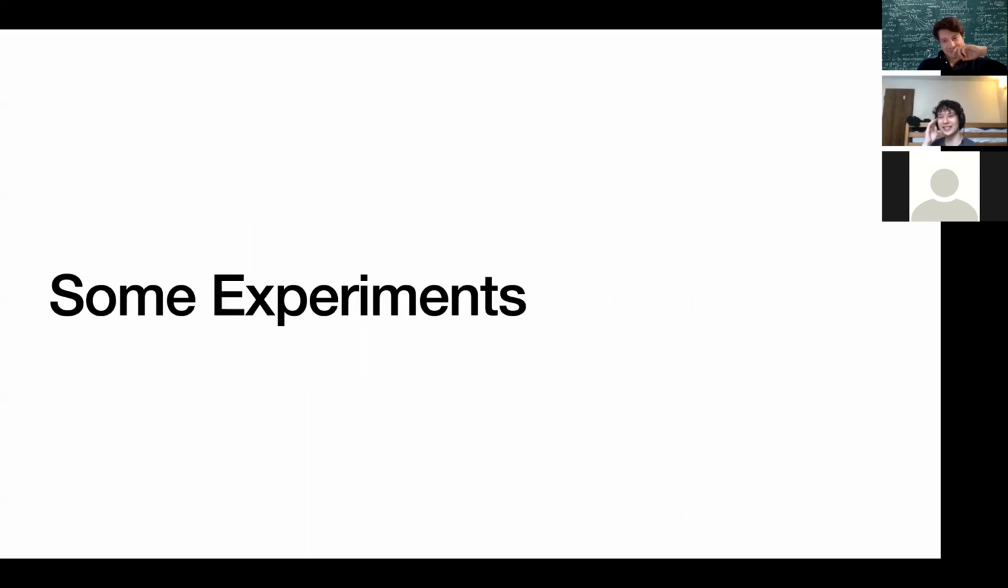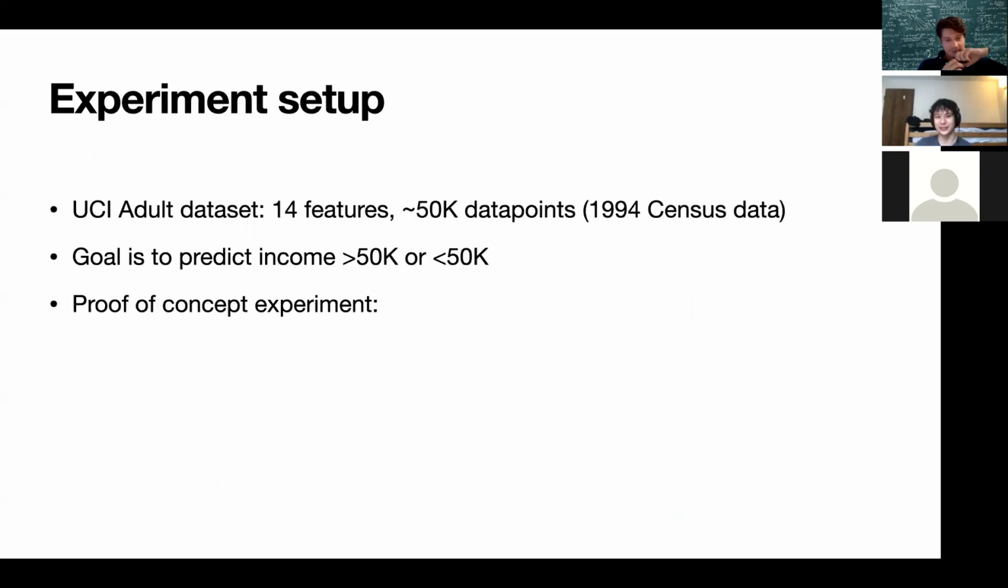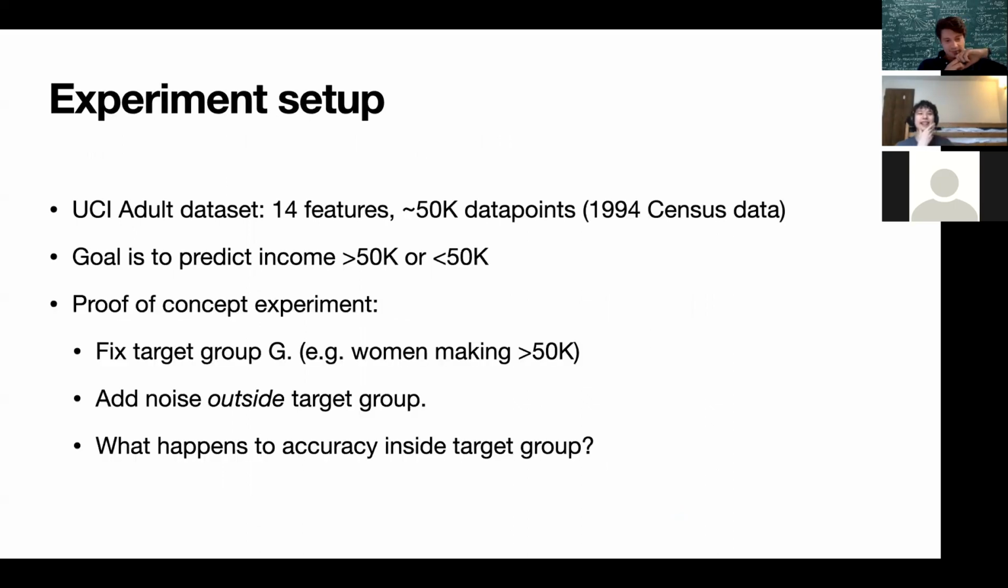Okay, let me tell you the experiment. I think this is kind of interesting. I'll skip the synthetic experiment. Let me tell you about the experiment on real data. The UCI adult data set is census data from 1994. You are given a bunch of features like gender, education. You want to predict if the income is above or below 50K for a person. That's a classic data set. It's very popular in fairness, actually.